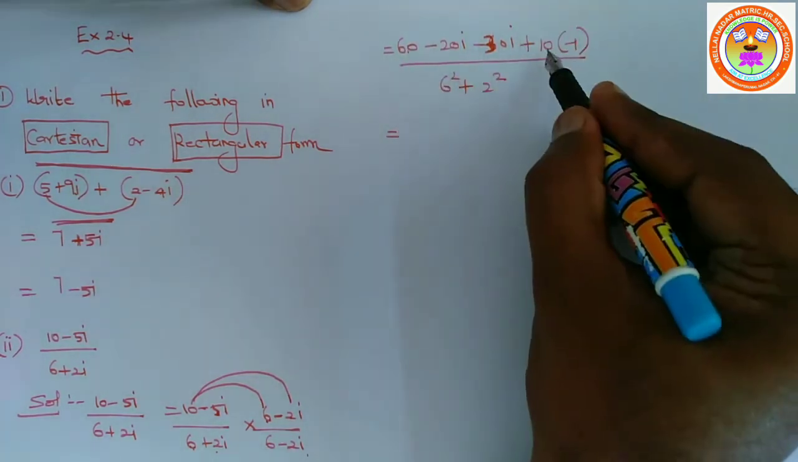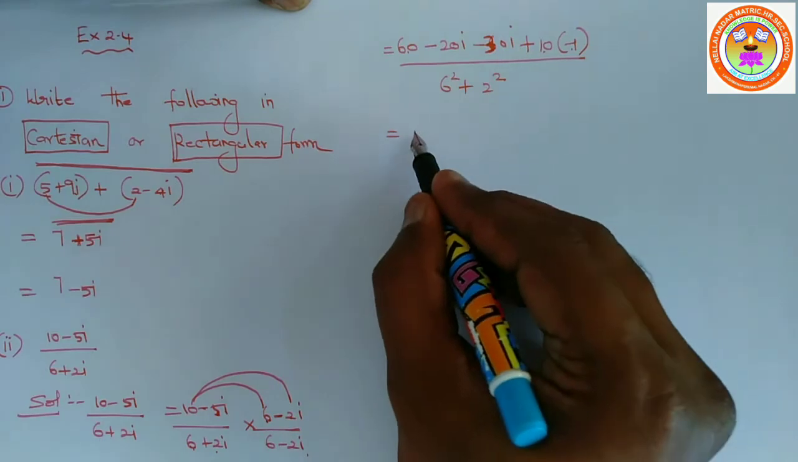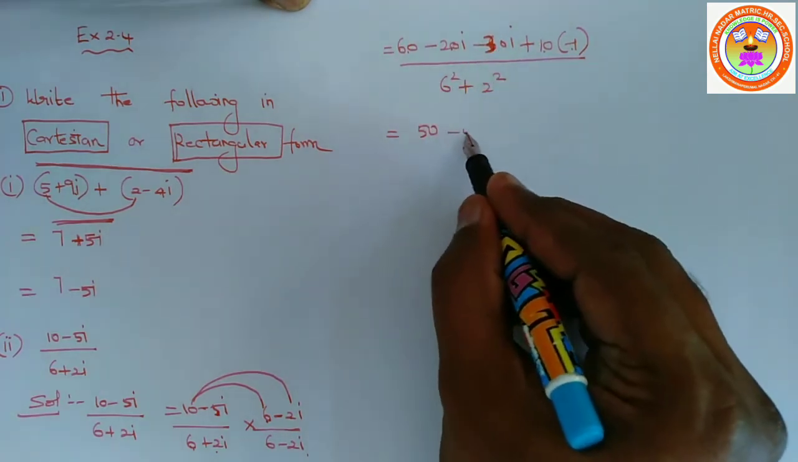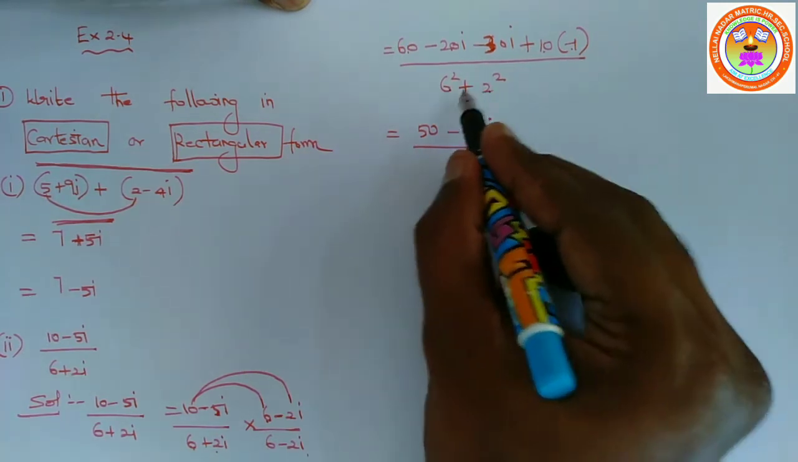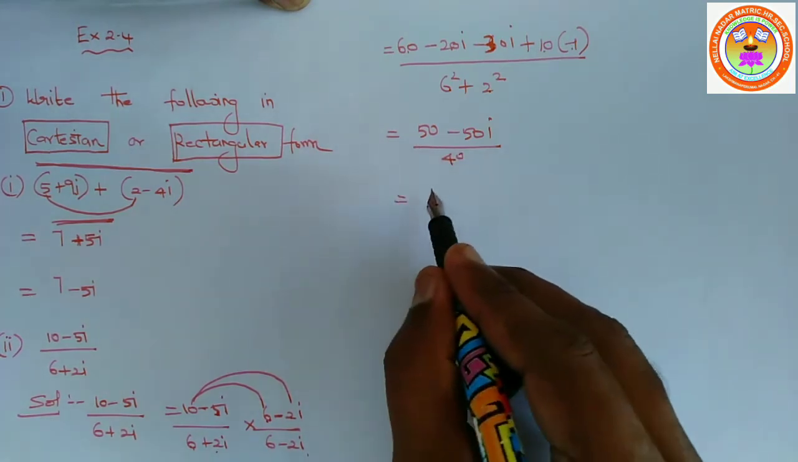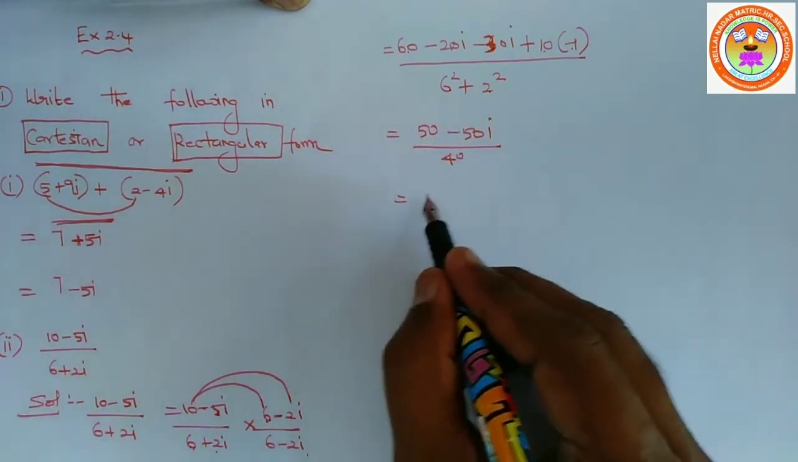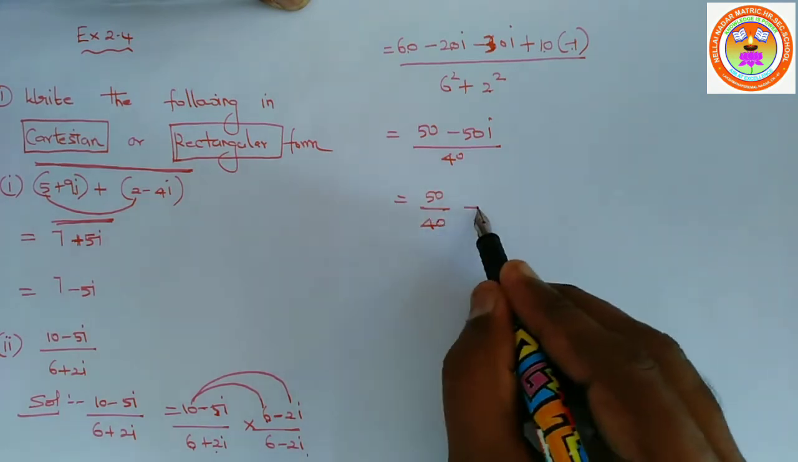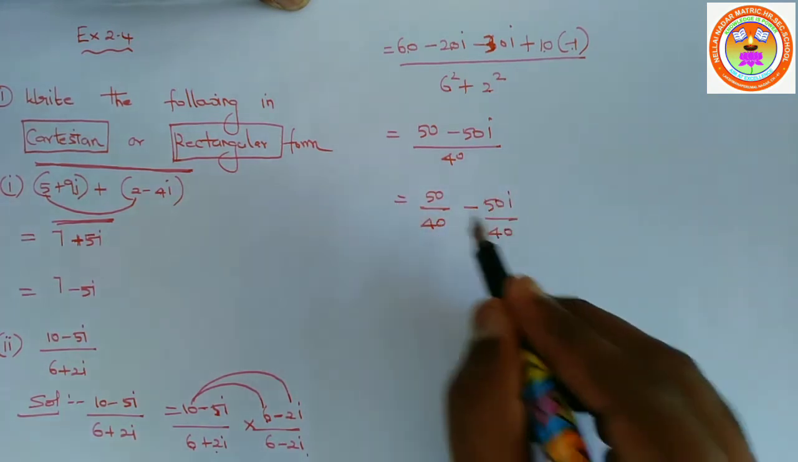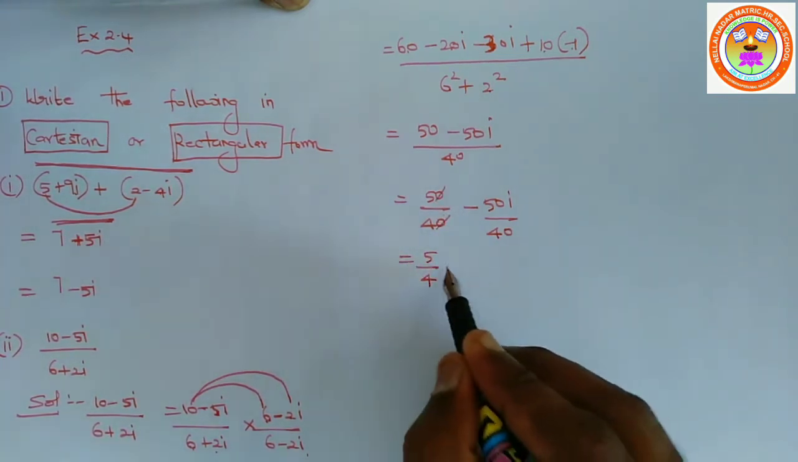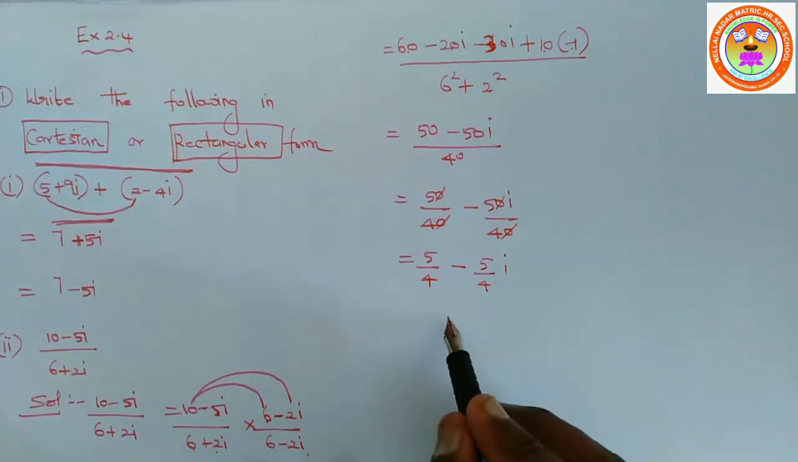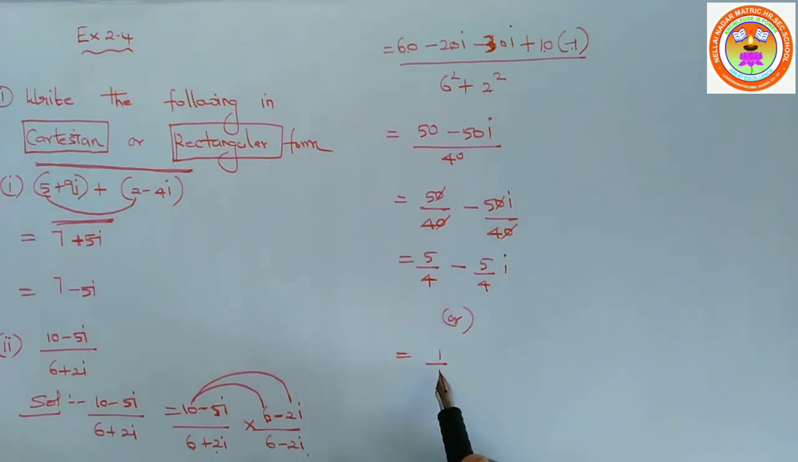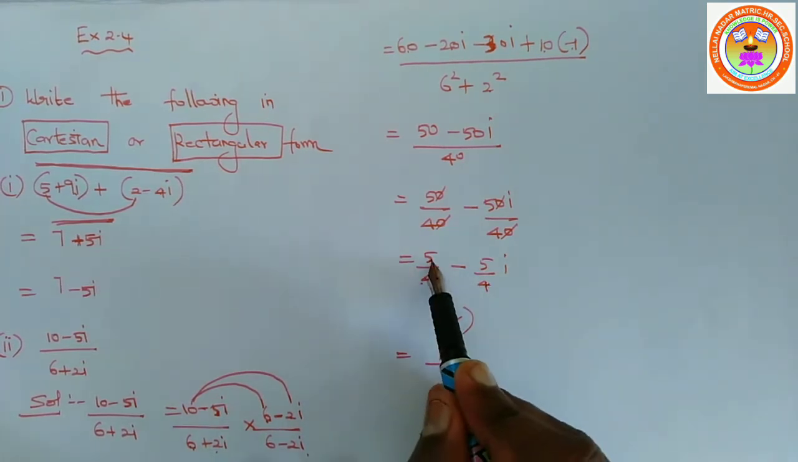So in the numerator, 60, and 10 into minus 1 is minus 10. 60 minus 10 is 50. Minus 20 minus 30 is minus 50i. In the denominator, 6 square is 36 and 2 square is 4; 36 plus 4 is 40. Instead of writing a common denominator, I put 50 divided by 40 minus 50i divided by 40. Zero and zero cancel, giving 5 by 4. This is the real part. Zero and zero cancel, 5 by 4 is the imaginary part.